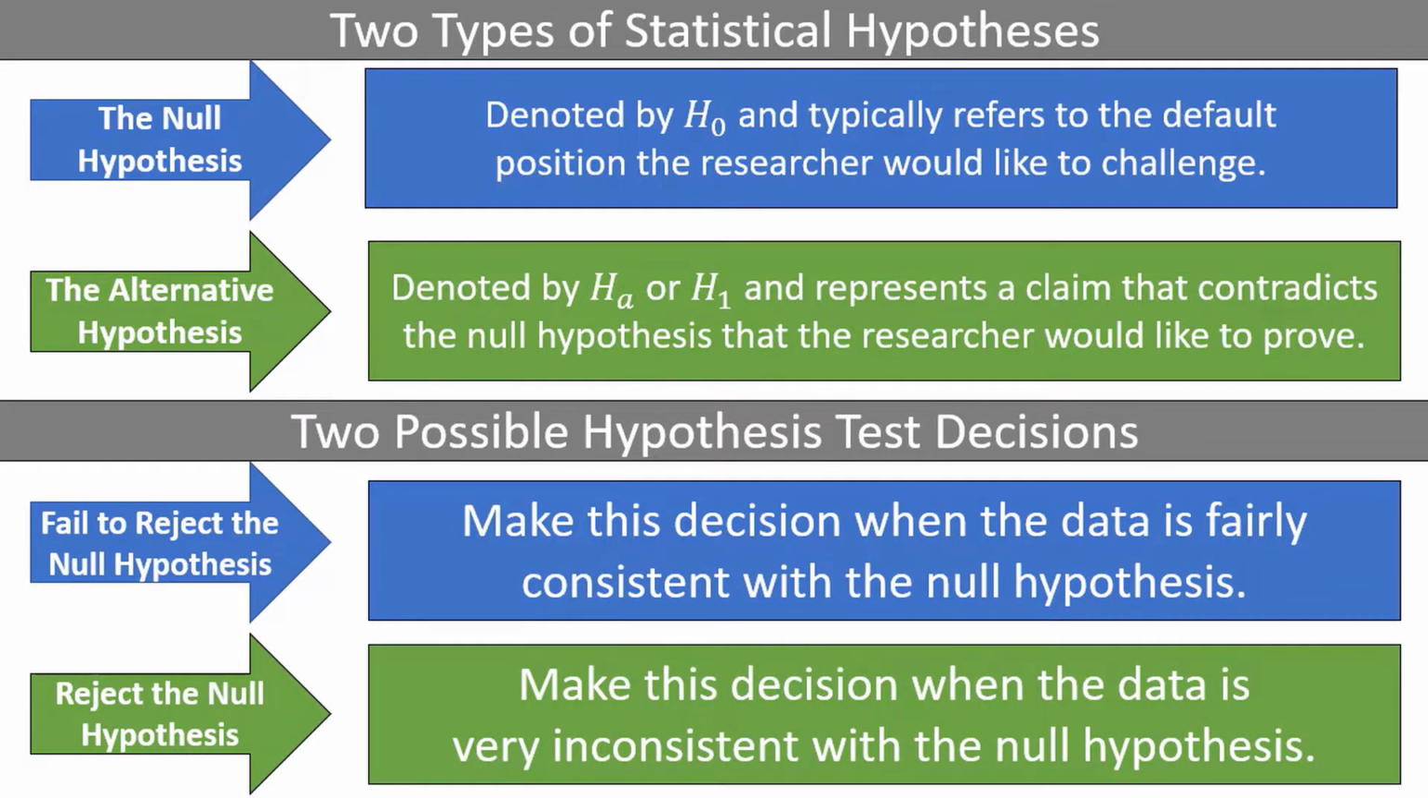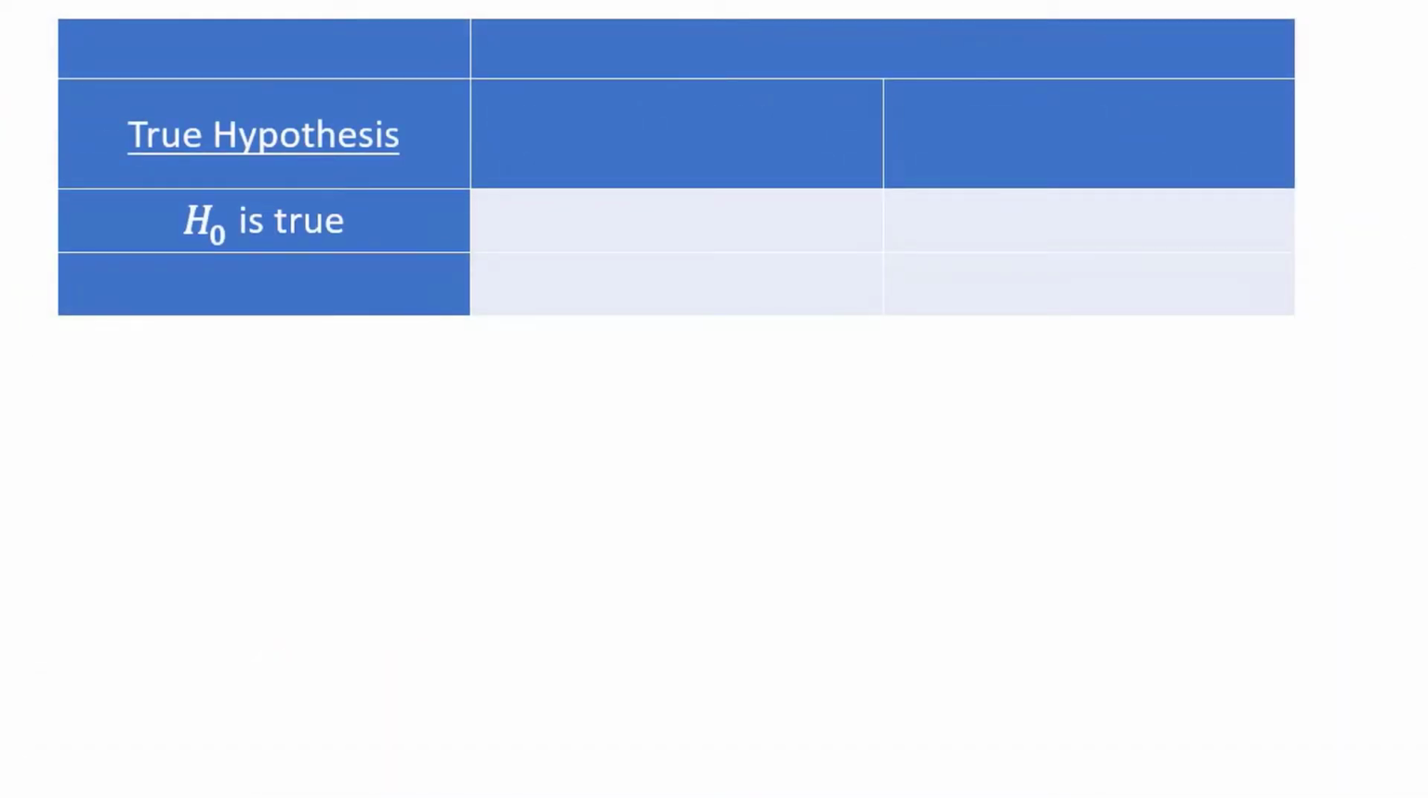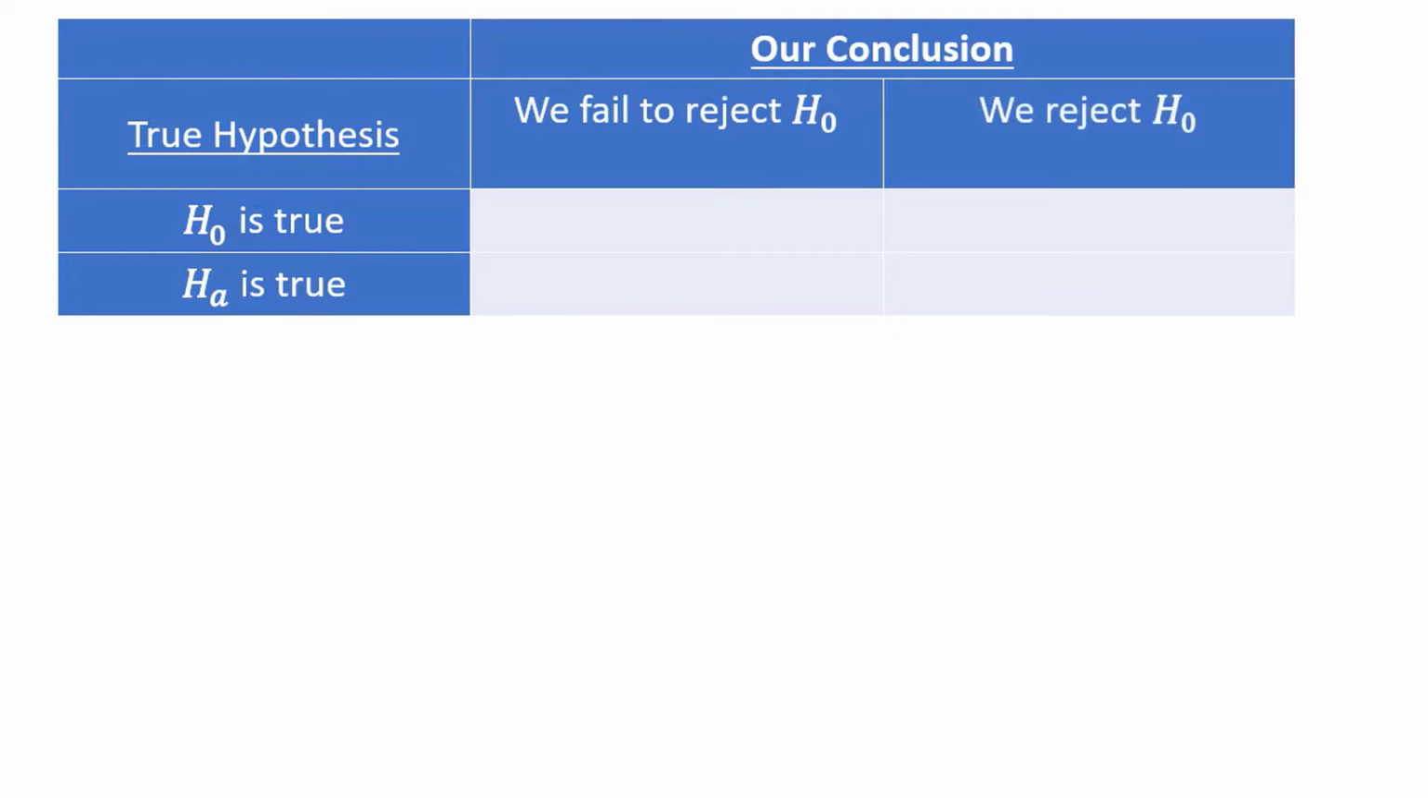Sometimes we will make the correct decision, and sometimes we will make an error and adopt a conclusion that is false. The best way to understand the relationship between our conclusion and the truth of our hypotheses is through a table. Either the null hypothesis is true or the alternative hypothesis is true. Our conclusion will either be to fail to reject the null hypothesis or to reject the null hypothesis.